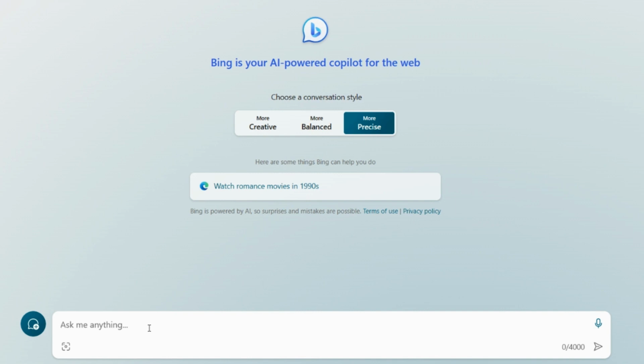Okay, so I'm going to ask Bing an interesting question here. Does it cost to preserve NASA Bennu rock sample?